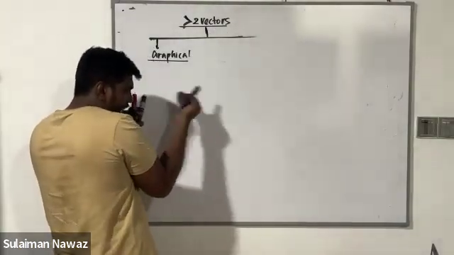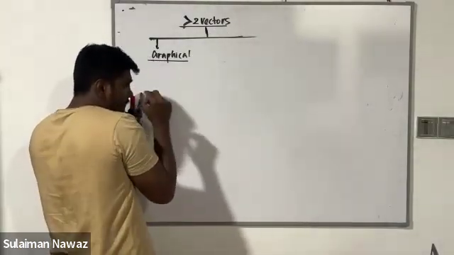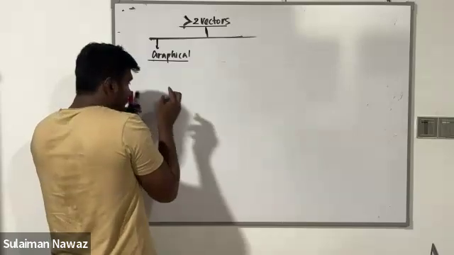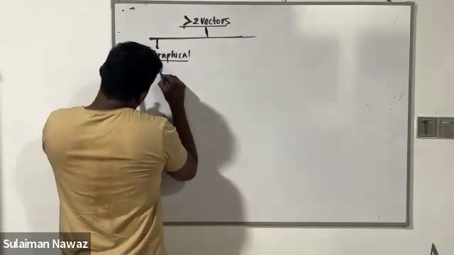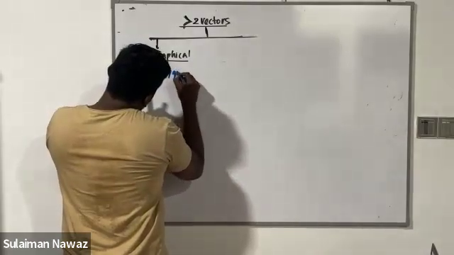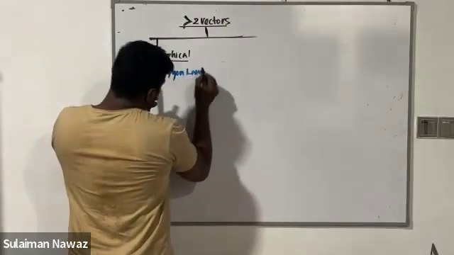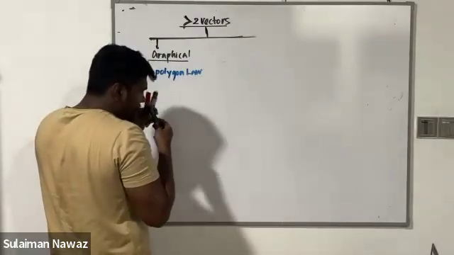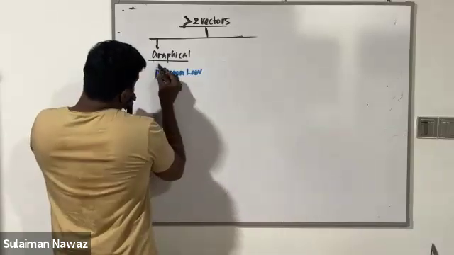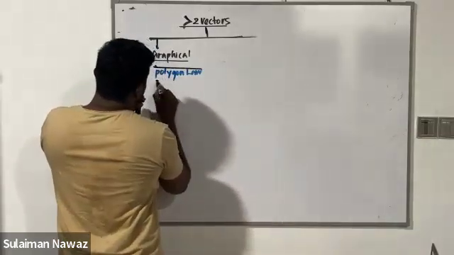Polygon law is something similar to triangle law. In triangle law, there are two vectors; in polygon law, there are many vectors. What is this polygon law? I will brief it very quickly. It's very easy, very simple ideas. Now, just think.